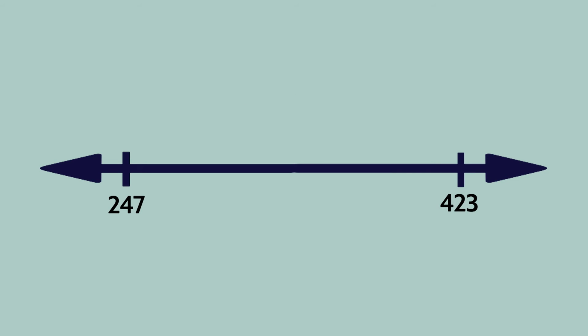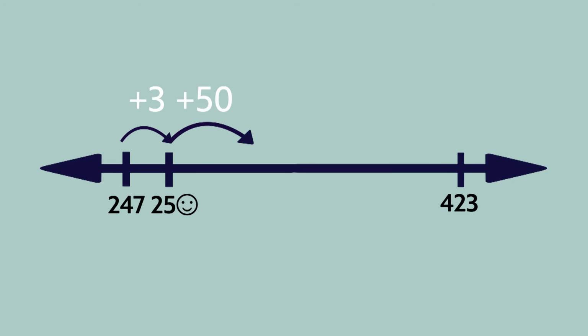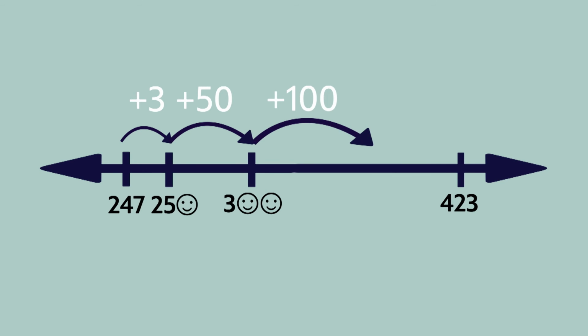Right. So I know that if I add 3 to 247, I land on 250. And 250 is a friendly number. 250 plus 50 more will put me at 300. And 300 is another friendly number. Then I can add 100 more to get to 400. Then adding 23 will get me to 423. How do I know how much I added all together?